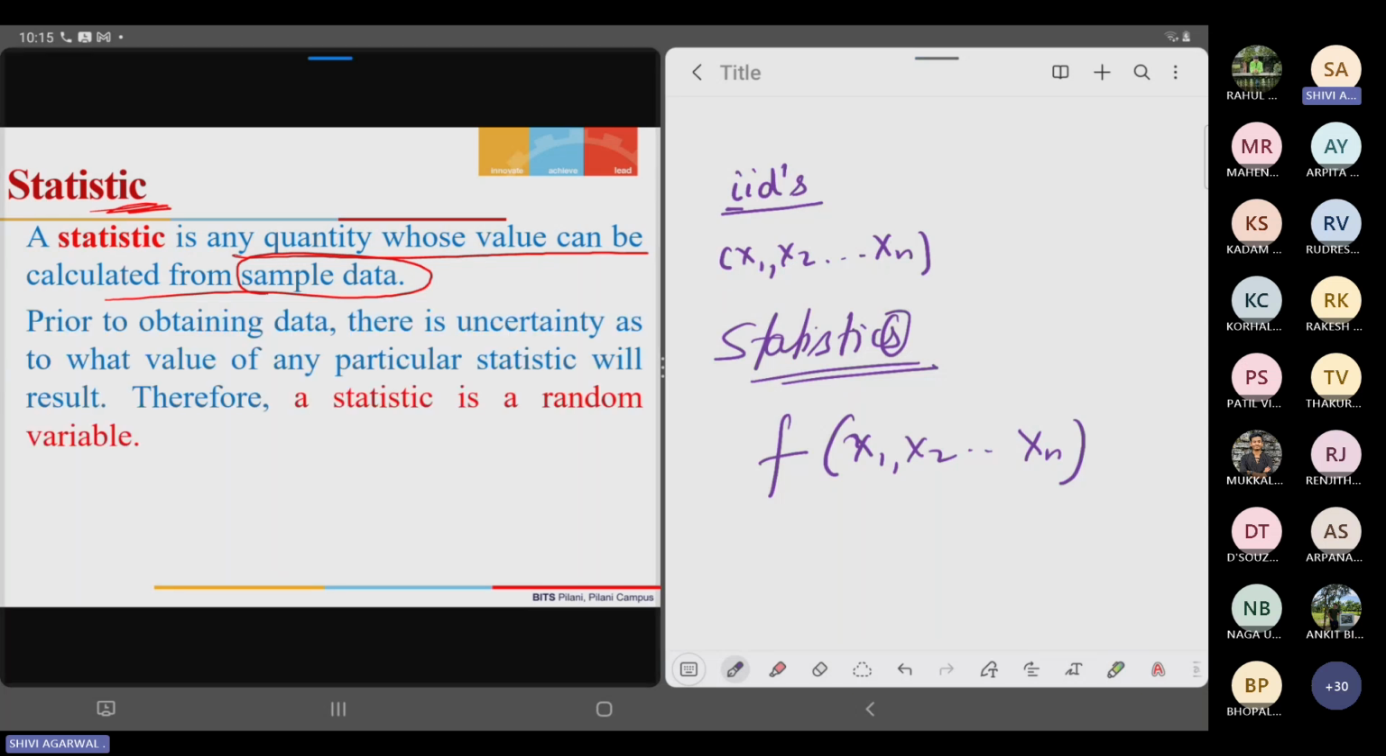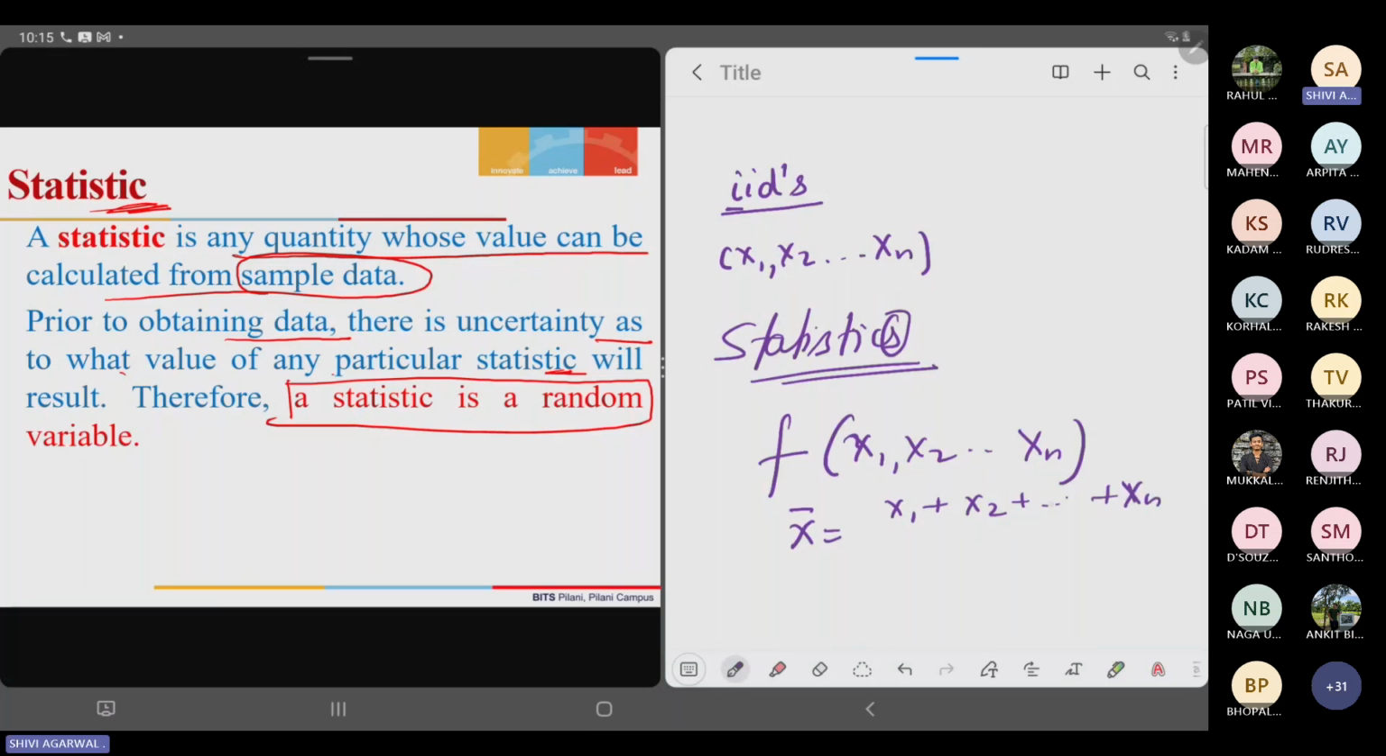So prior to obtaining data, there is uncertainty as to what any particular statistic will result in. Therefore, a statistic is also a random variable. For example, X bar. X bar is X1 plus X2 plus and so on plus Xn, divided by n. That formula we have done now.